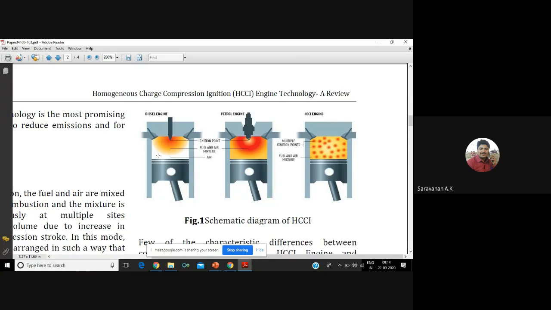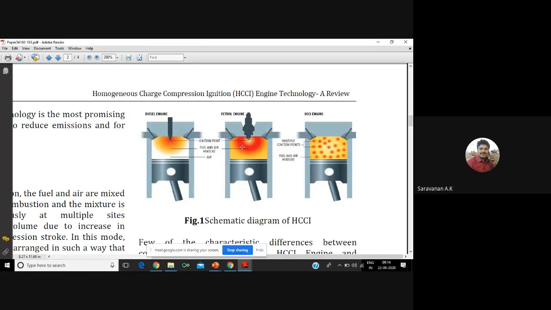Is it correct? That is in diesel engines. For the petrol engines, what will happen? The air and fuel mixture gets in through the inlet valve and it will be compressed. Due to the compression, the pressure and the temperature will increase. After that, the spark has to be produced. Due to the spark, the fuel gets ignited. That is in the petrol engines.